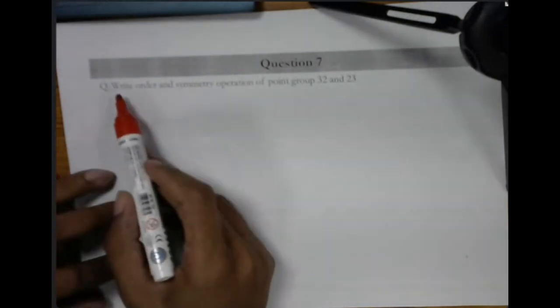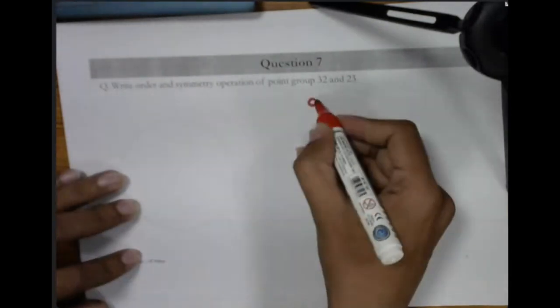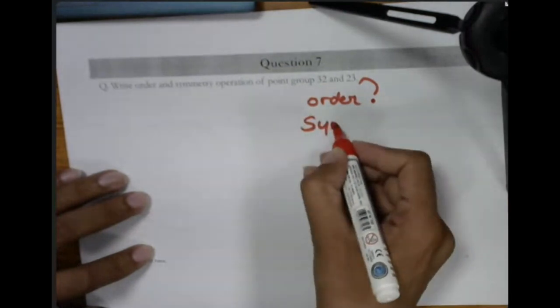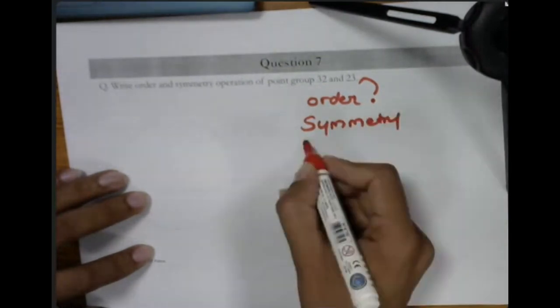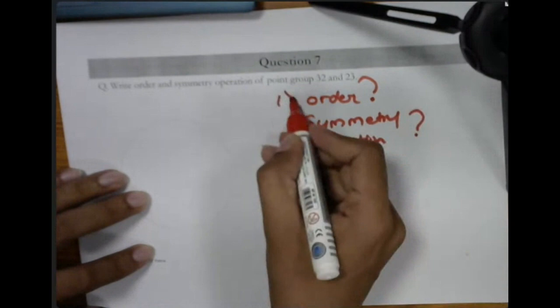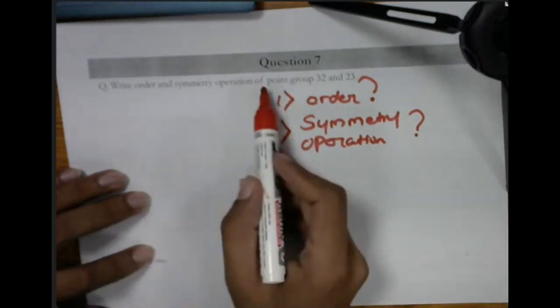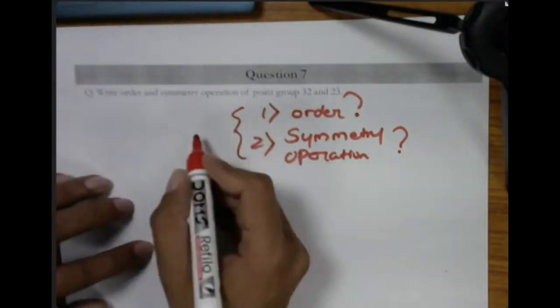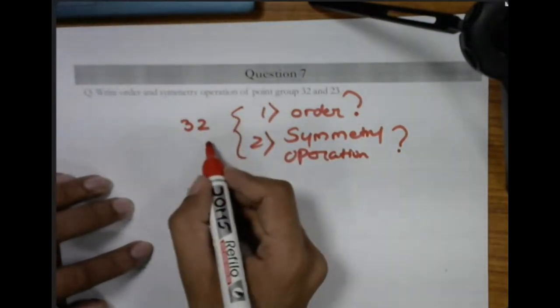This question itself has been discussed by Professor Rajesh Prasad, and we'll just revise it and complete this extremely fast. We'll solve this question. Okay. So what the question is, really, we have to write the order. We have to write the order. Okay. And the symmetry operations. Two things we have to do. For the point groups, we have to do this for both the point groups 32 and 23.